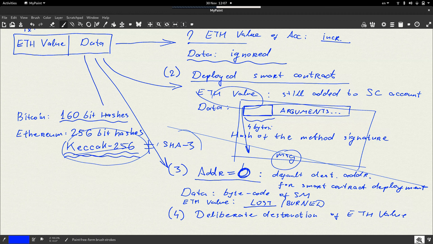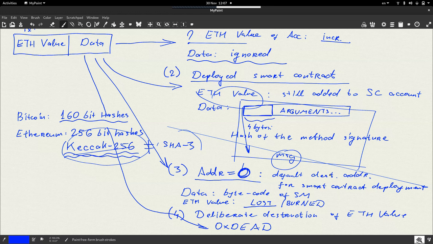Send your Ethereum value and data to the address with a special hexadecimal address called dead. And it will be destroyed. Obviously, the data are ignored. Your Ethereum value is lost forever if you do that.